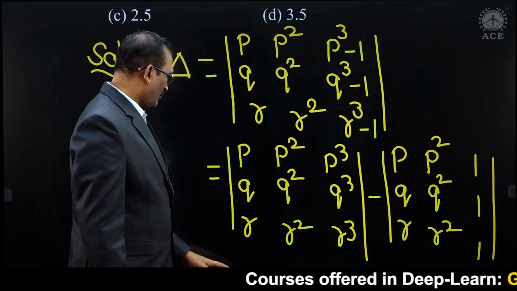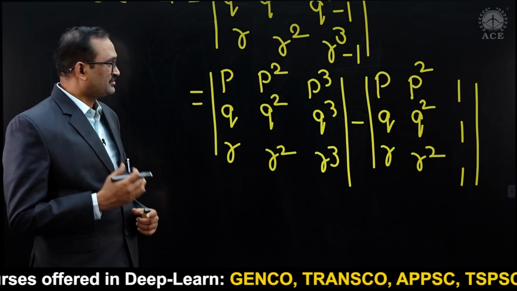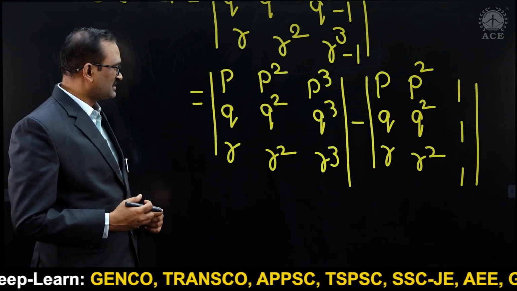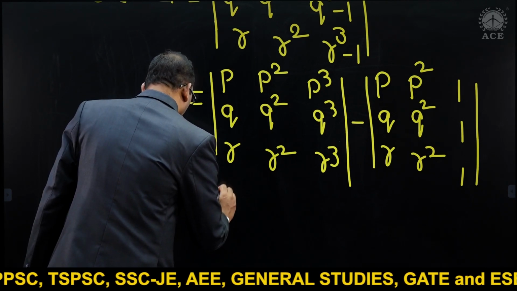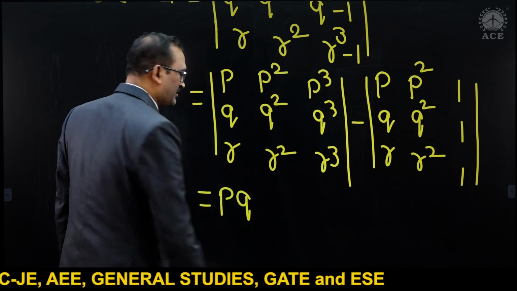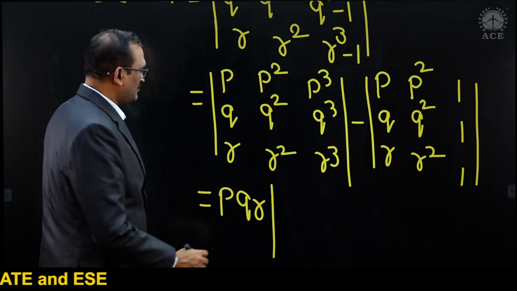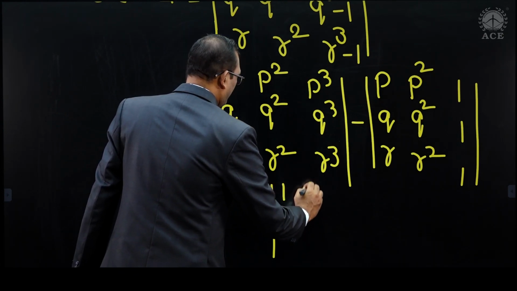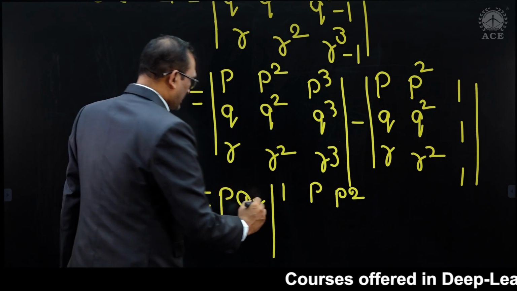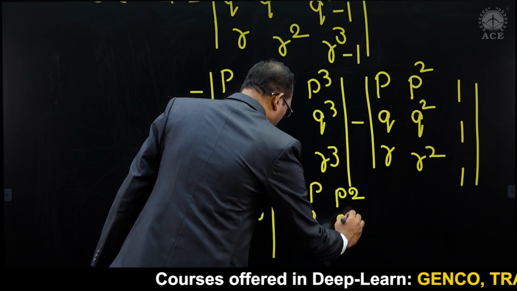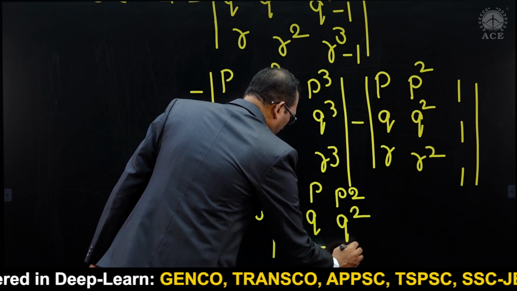It's a property. Now please do remember that the common factor from the first row is P. The common factor from the second row is Q. The common factor from the third row is R. From the first row, I will take P. From the second row, I will take Q. From the third row, I will take R. If I take P as a common factor from the first row, it is 1, P, P square. If I take Q common from the second row, then it is 1, Q, Q square. If I take R common from the third row, it is 1, R, R square.